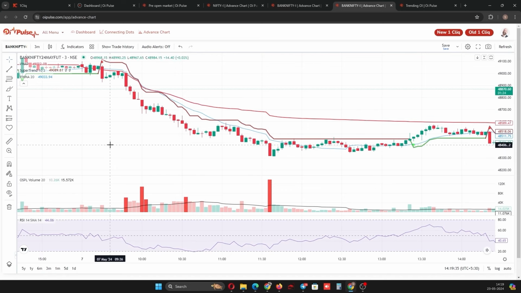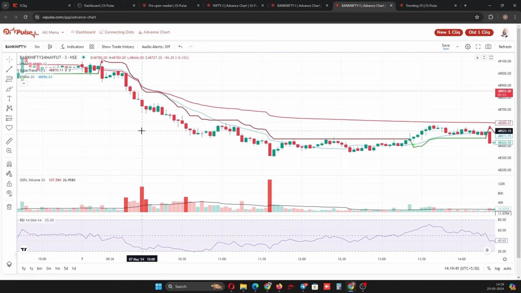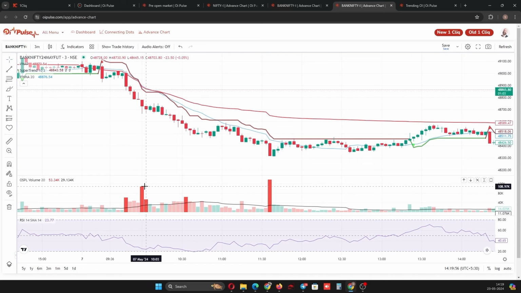So we got first 50k volume at 9:48. So this is a 50k volume, but we did not get a consecutive 50k volume. And the next 50k volume is at 10 o'clock and we have a second 50k volume at 10:03. So this is satisfying our volume condition. And if you check after the second candle, the RSI is still at 23. It has not reached below 20 and the price is below super trend, VWAP and WMA.